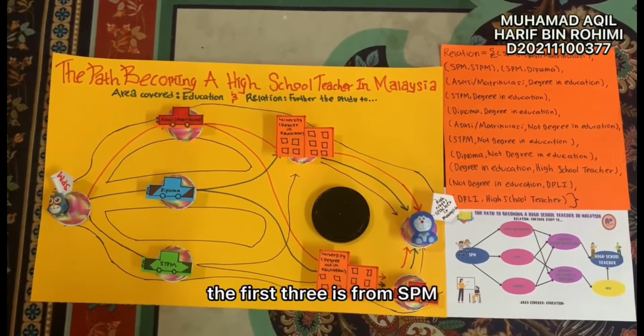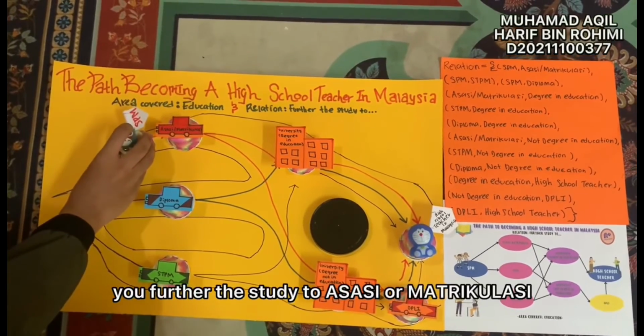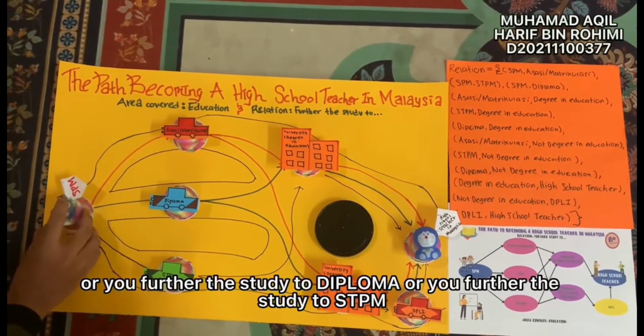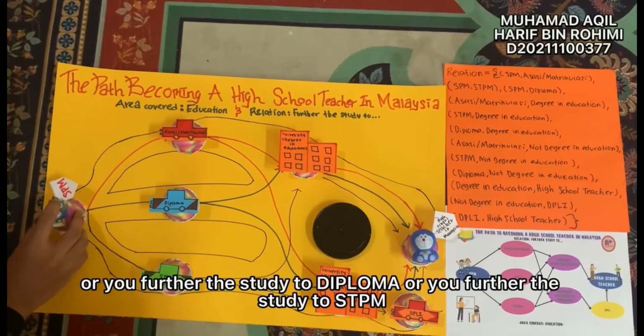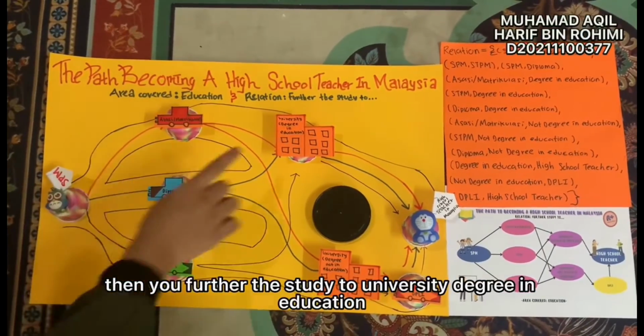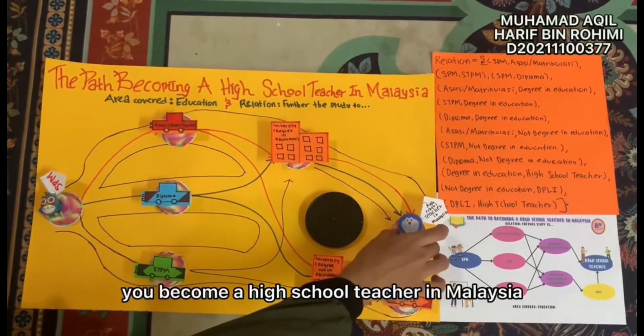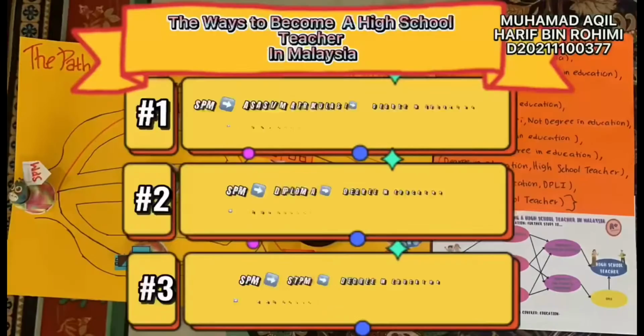For the first 3, from SPM, you further the study to asasi or matrikulasi, or you further the study to diploma, or you further the study to STPM. Then, you further the study to a university degree in education. Lastly, you become a high school teacher in Malaysia.